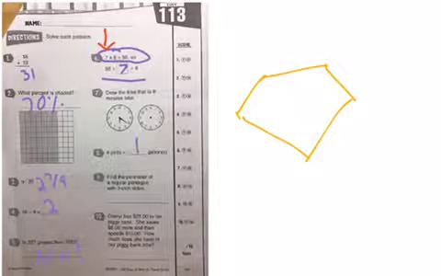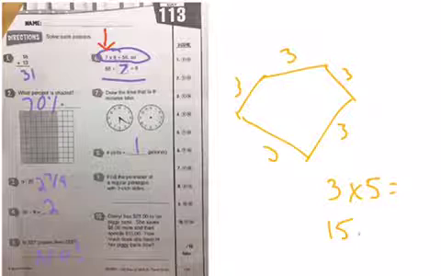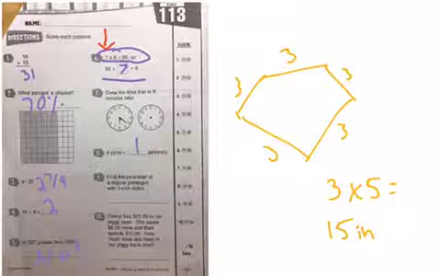So this is not drawn to scale, but that just means that each side, if it's regular, is 3. And if there's 5 sides, we just do 3 times 5, and we would get 15. And it'd be 15 inches.